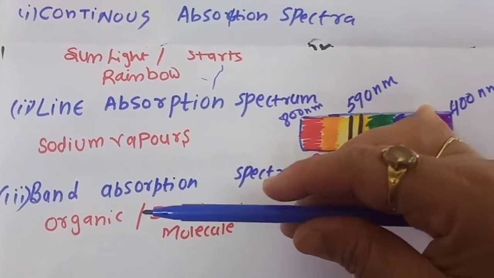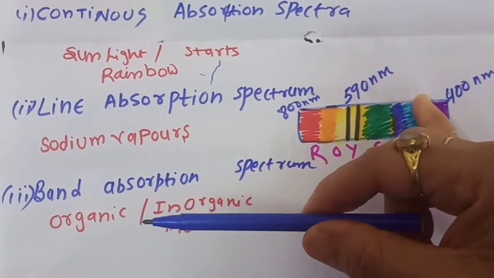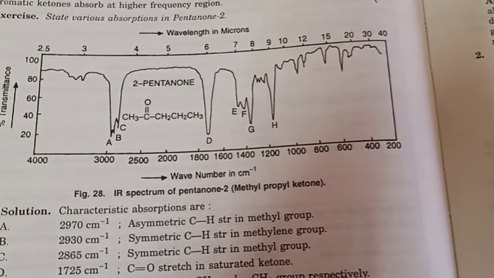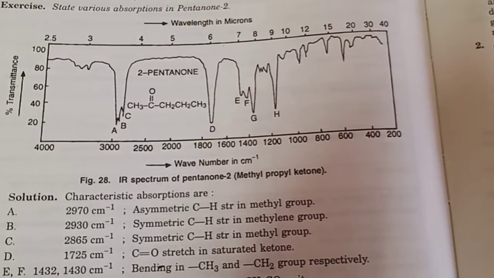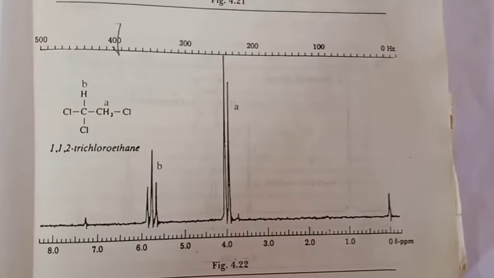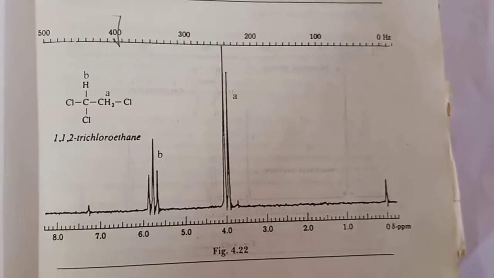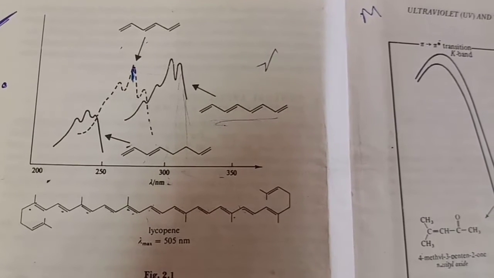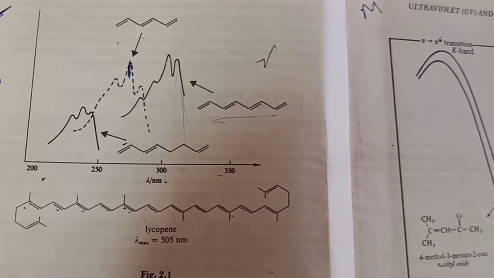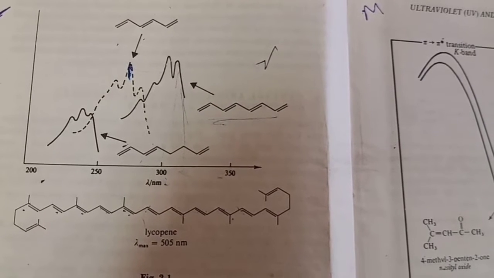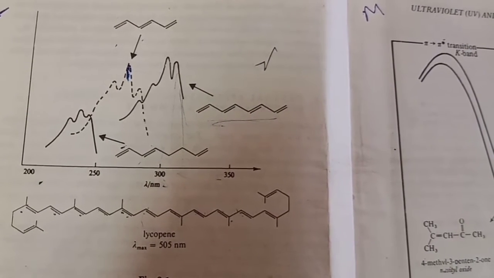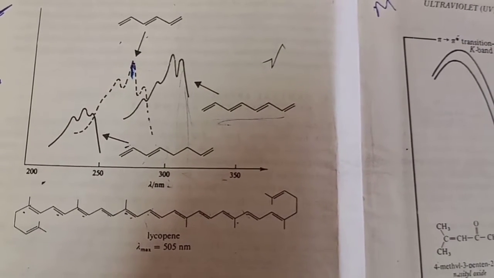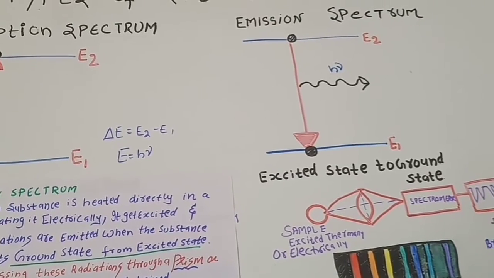So we can see the band spectrum whenever we are talking about our organic or inorganic molecules. This is one example of the band spectrum, and this is from the IR spectroscopy. Here you can see the spectrum of our pentanone 2. In the NMR spectrum, you can see the spectrum of our 1,1,2-trichloroethane. The band will be like this. This is the ultraviolet spectrum of our lycopene. We know lycopene is present in our tomatoes, so the color is red because of this pigment only. So this is a UV spectrum. Means you can see the different types of bands will be present in the different spectroscopy for the different molecules.